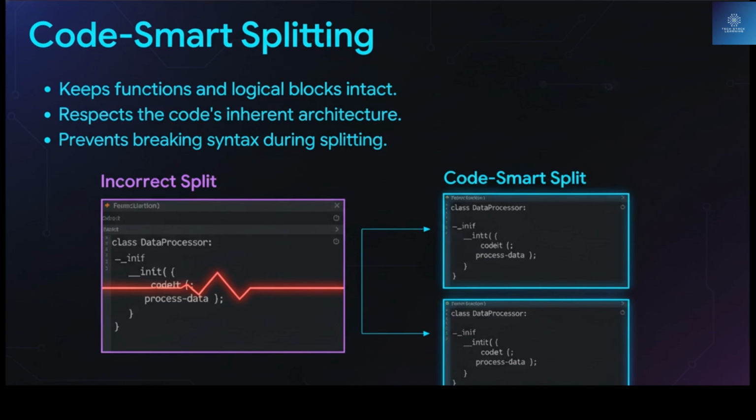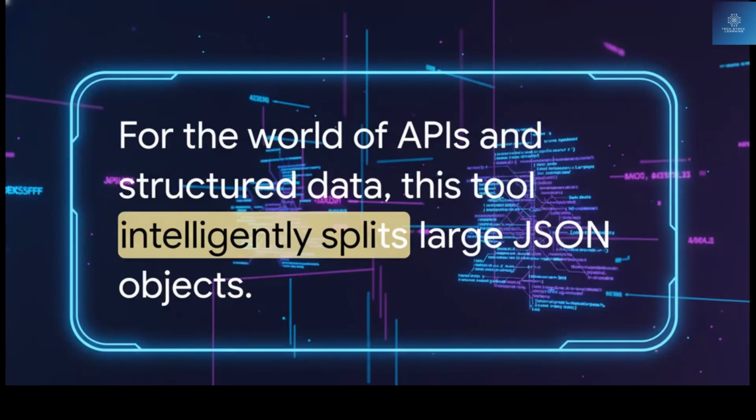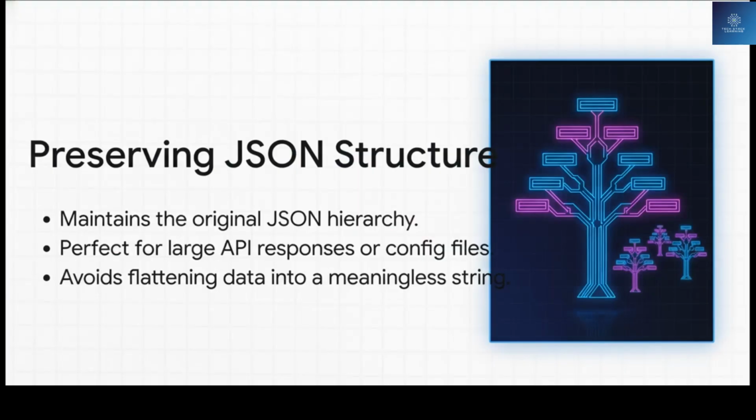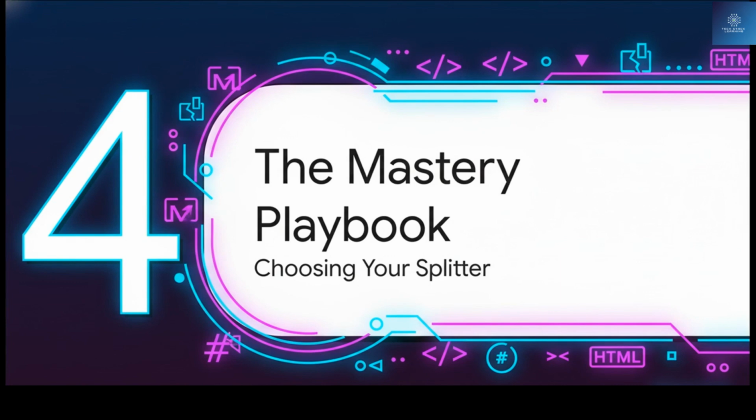They see your classes and functions and keep them together, which is absolutely essential if you're building any kind of code Q&A bot. And of course, in the world of APIs and configs, we can't forget about JSON. For that, you've got the recursive JSON splitter. You know how JSON is all about that nested structure of keys and values? Well, this splitter's entire purpose is to understand and preserve that hierarchy. So instead of flattening your data into a messy string, it intelligently breaks up huge JSON files while keeping that all-important structure totally intact.